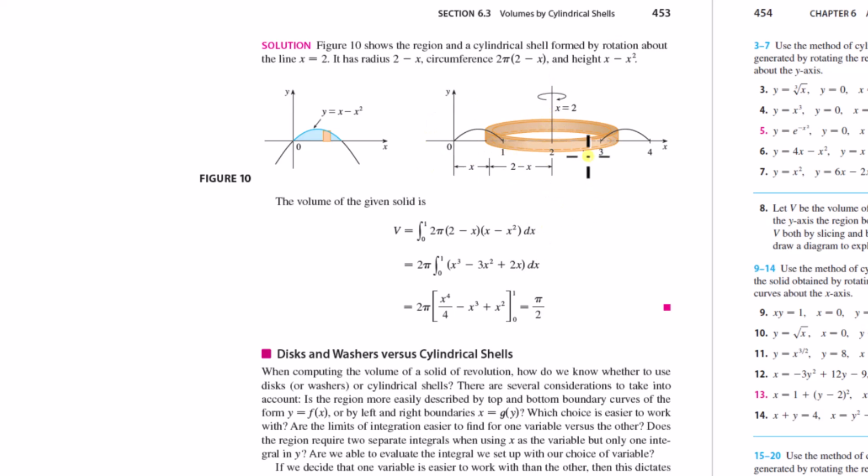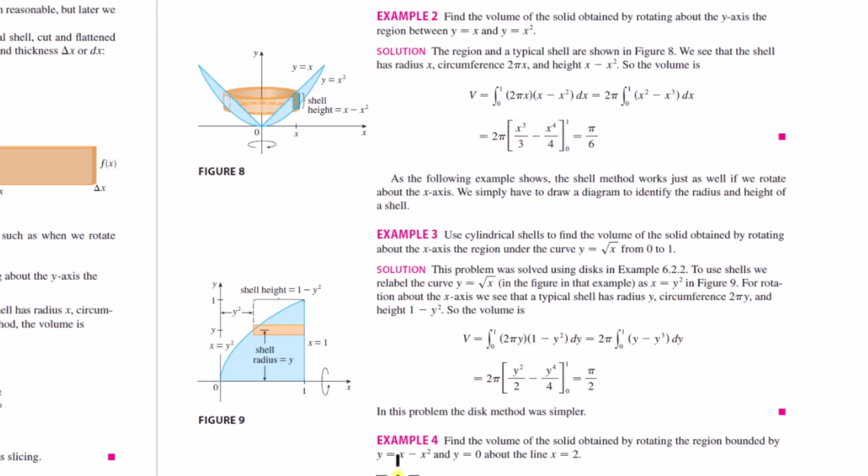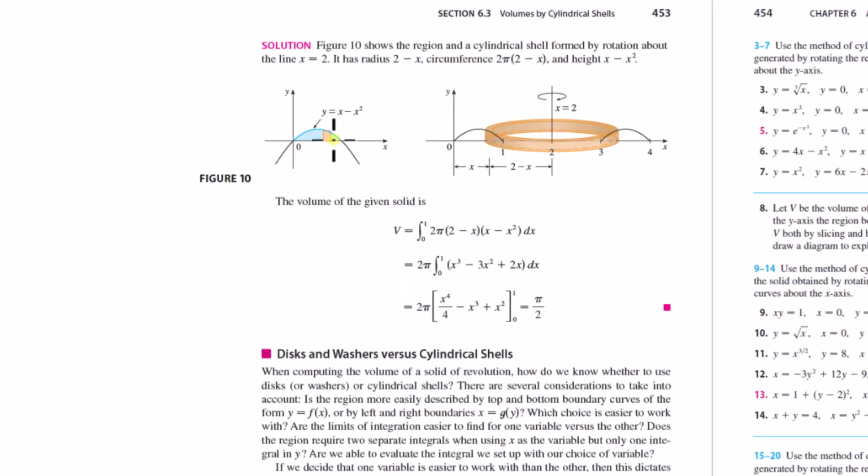And so what do you do? Each element, so we're rotating, what is it? Let's come back here. The region bounded by x minus x squared and y is equal to 0 about the line x is equal to 2. So we're rotating this region about x is equal to 2. You could do shells, and each shell would be like this. Or not shells, that would be a washer. You could do a washer.